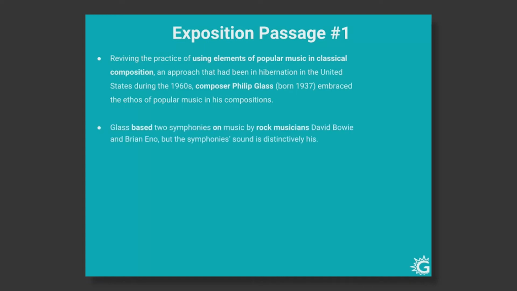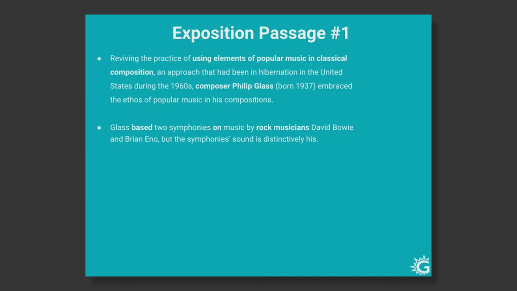We have a sentence about Glass basing two of his symphonies on music by two musicians, David Bowie and Brian Eno. And we also get a note saying that the symphony sound is distinctively his, right? So even though he based those symphonies on music by other people, the sound was something that was his own, right? It's not like he just imitated what they did. When you heard it, you would be like, yeah, that's Philip Glass. You wouldn't think of Bowie or Eno. You would think it's Glass, right? It's distinctively his. He really owned it.